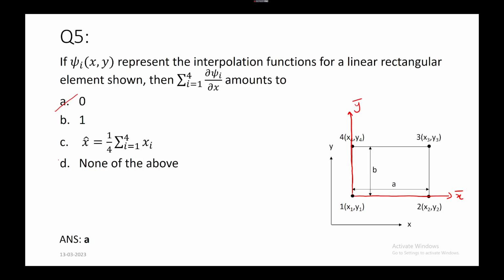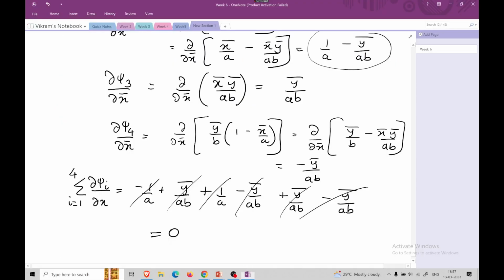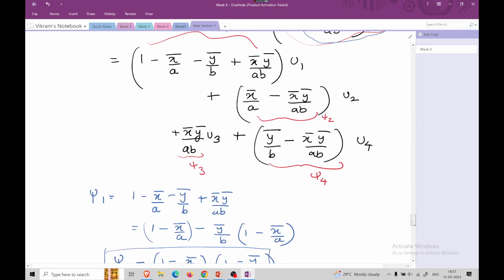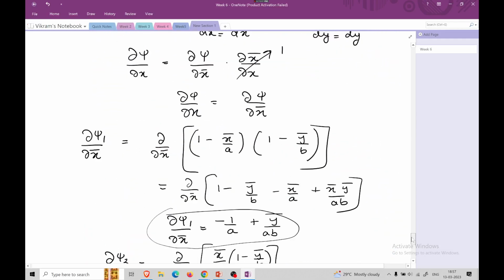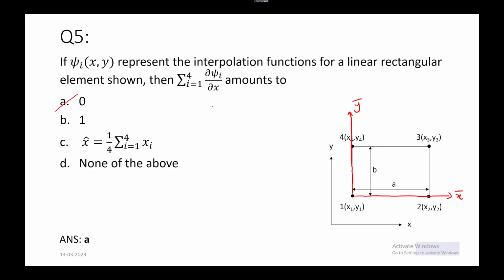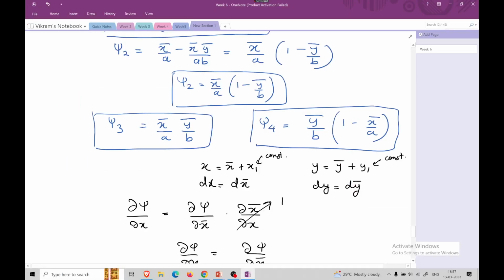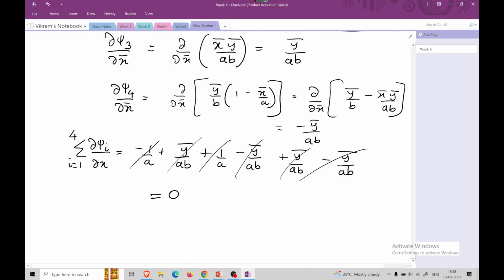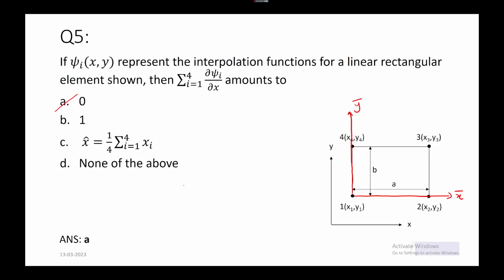So in this question, any doubt in how I solved it? I simply found out what the shape functions are, and then simply differentiated with respect to x bar. And I told that when I differentiated x bar, it is the same as differentiating with x, because from the chain rule we observe that dou psi by dou x is the same as dou psi by dou x bar. So my question may be related to dou psi by dou x, but still you can do it this way, and you can say that my answer is 0. So any doubt in this question? Yes, sir. Okay. So we will go to the next one.